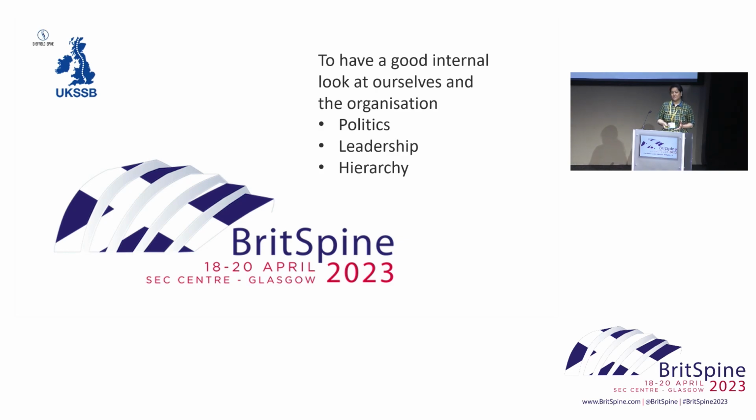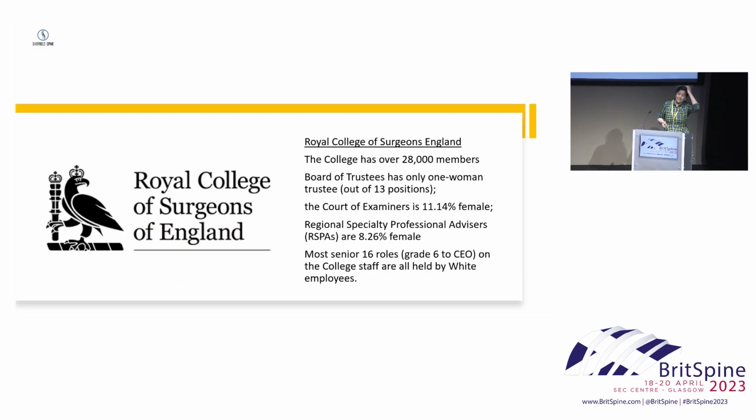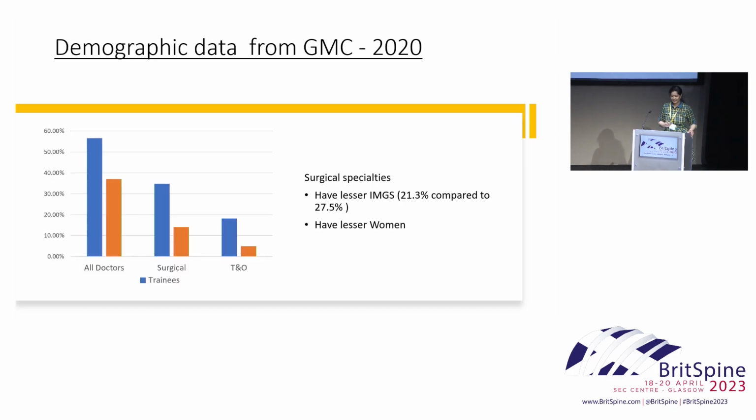So why should we talk about it at BritSpine? We all have a bias. We know about it. But I think it's time we looked at ourselves as an organization, at what we do, at the leadership hierarchy as a group. The college has looked at itself. The college has 28,000 members. It's predominantly white male in most leadership positions as examiners. And it's not representative of medical school. 50% of the population is women, 50% of medical school are girls, but only 14% are in surgical specialties as consultants. For other specialties, that is 37%. So there's something not going in the right direction.